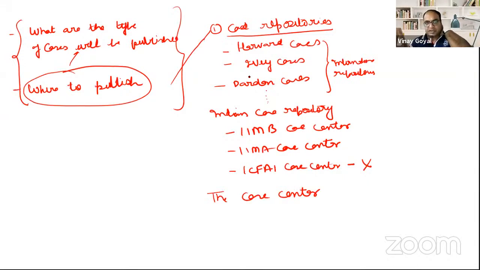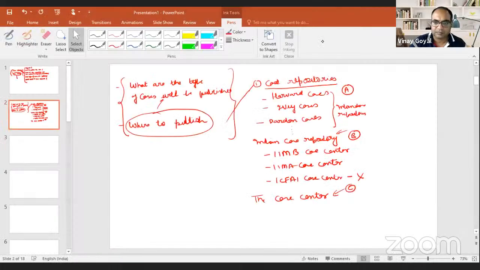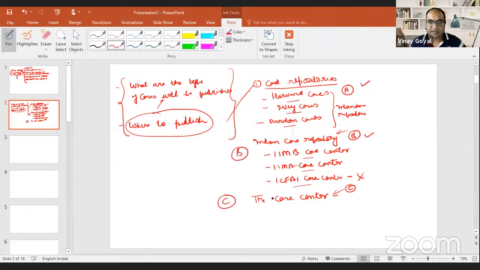Now, first, let me talk about these repositories, and please be very clear with them. These are three repositories. The first one is the International Case Repository, I will name it A. This is the Indian Case Repository, B. And this is the Case Center, which is C. The Case Center is another international body. It was earlier called ECCH, European Case Clearing House.